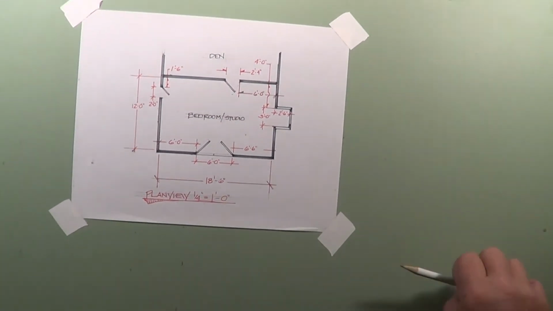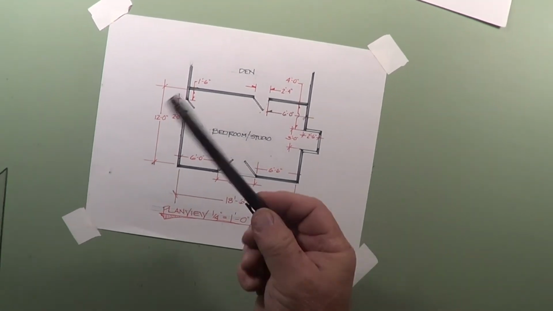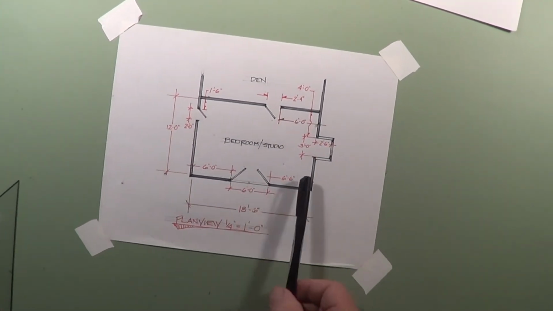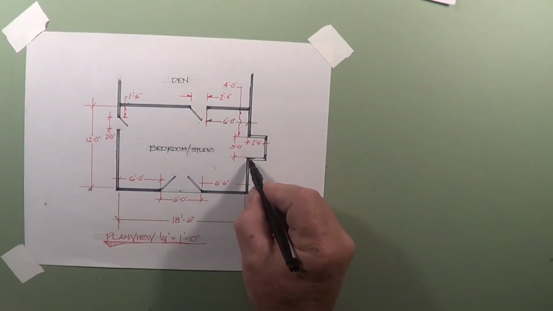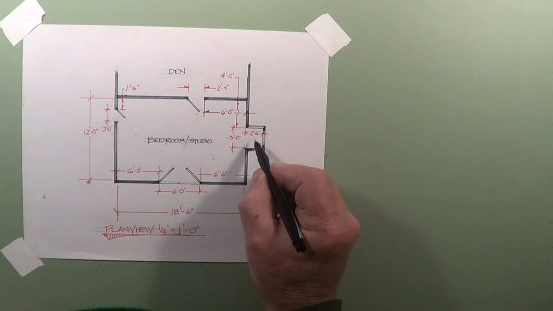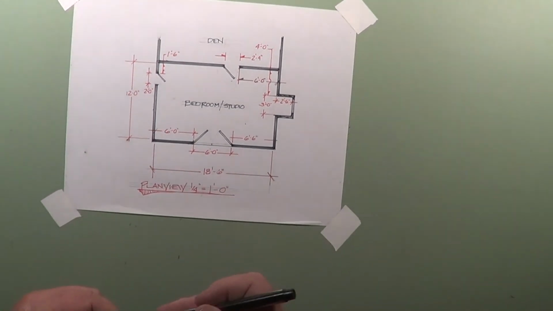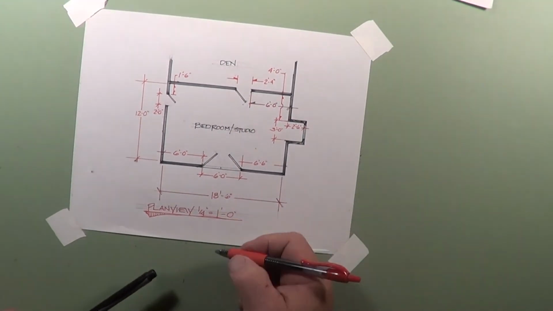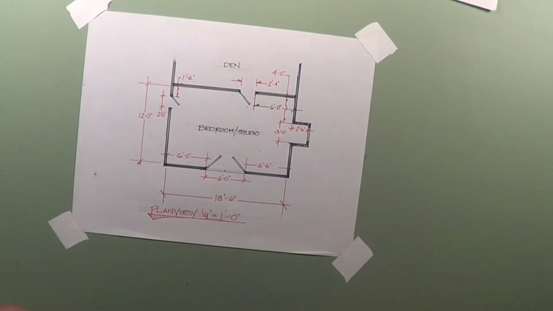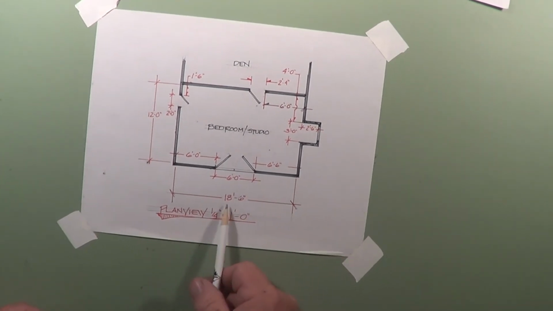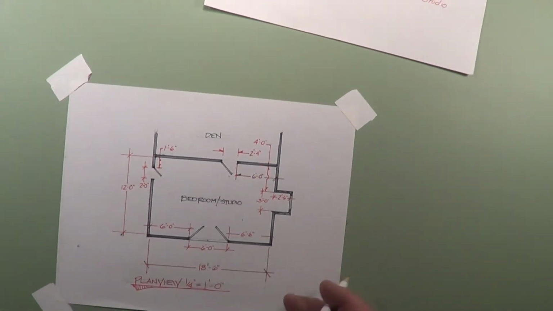So here I've gone ahead and cleaned it up. I used a black fine line marker to shade in the walls. Of course, I forgot to do these here, and this one here for the dormer. And I used a different color ink to put in the dimensioning, and gave myself some lines to dimension, to line things up and make things a little neater.